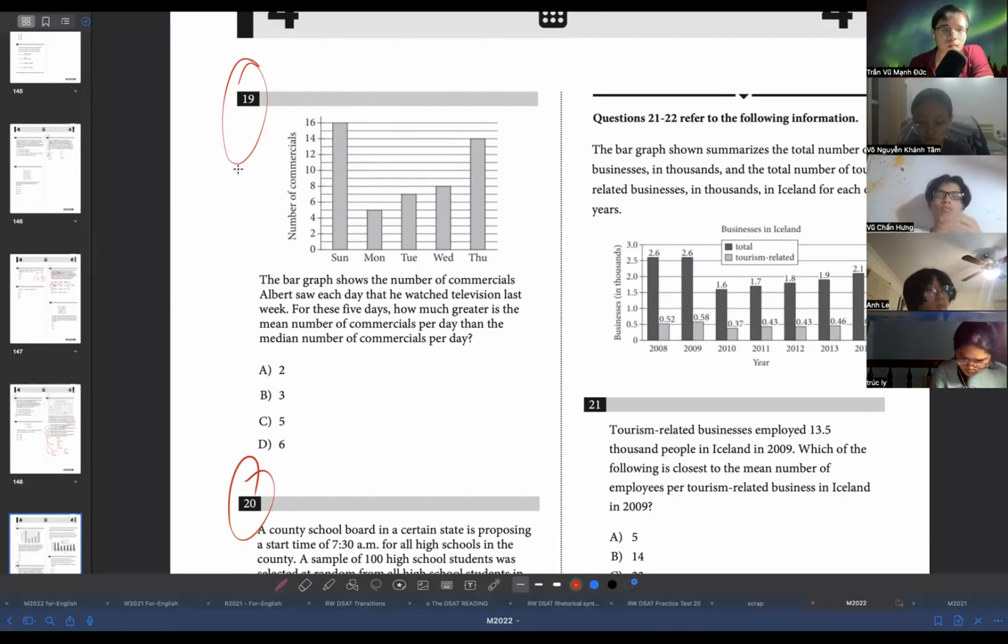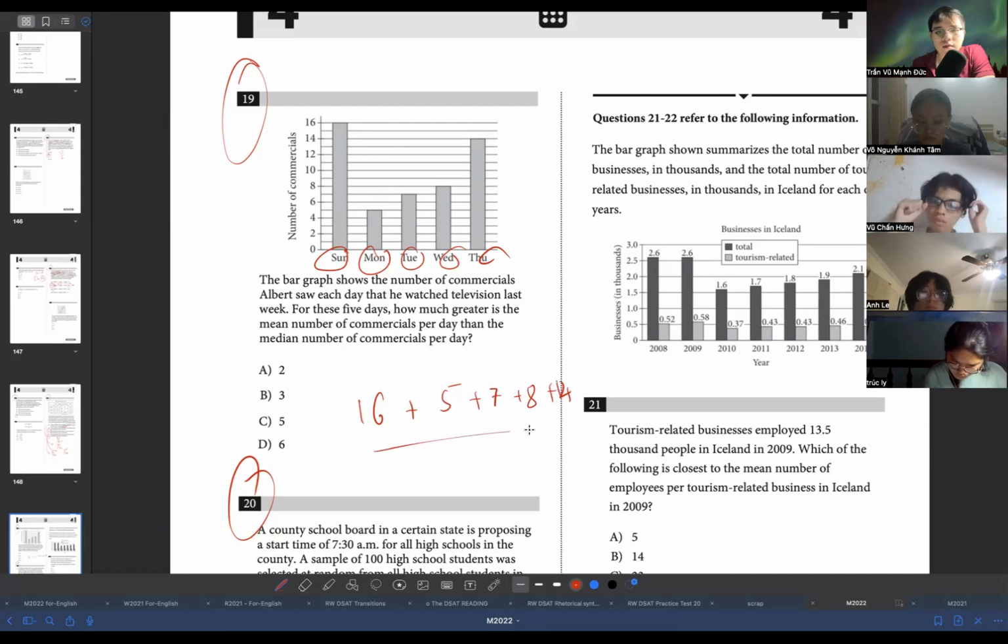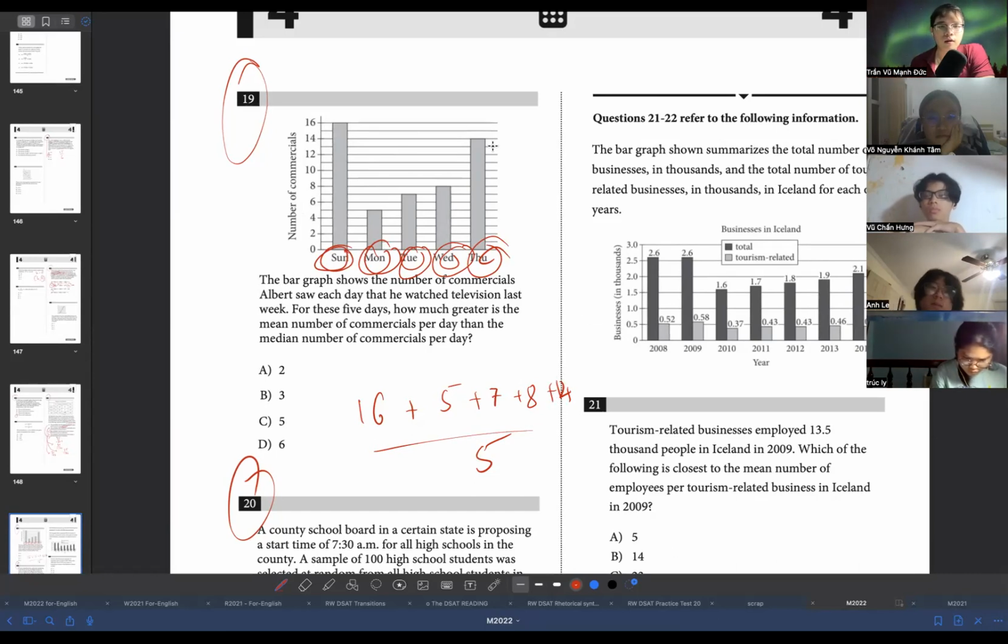How are you going to calculate the mean? I added Sunday, Monday, Tuesday, Wednesday, Thursday, and then I divided by 5. Exactly. So it's 16 plus 5 plus 7 plus 8 plus 14 divided by 5. Remember, 5 because there are 5 days. This graph doesn't have the frequency, so the default frequency is 1 for each given day. Sunday, Monday, Tuesday, Wednesday, Thursday, they're all 1. So right, correct. How about the median? What's the median?